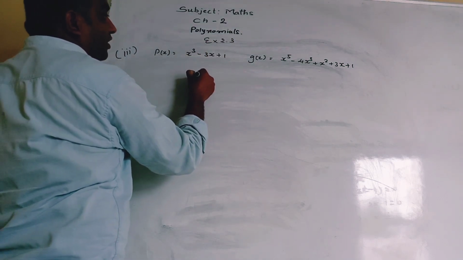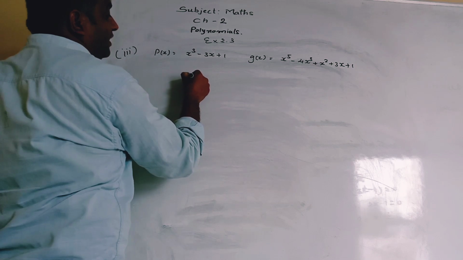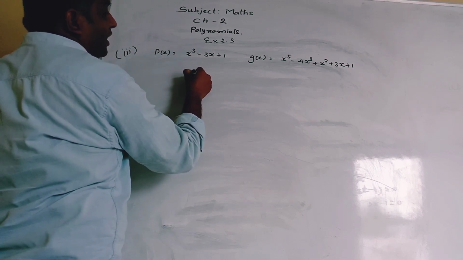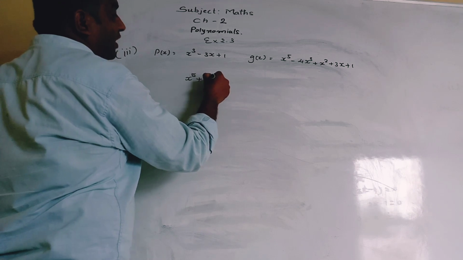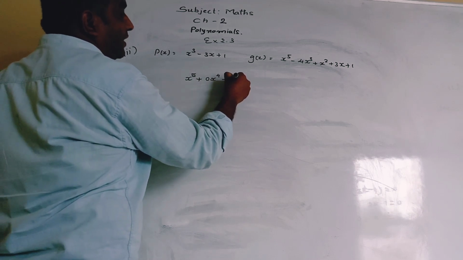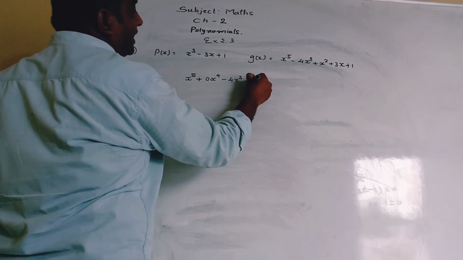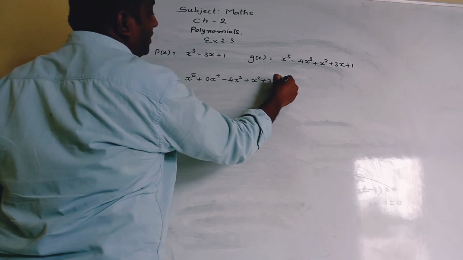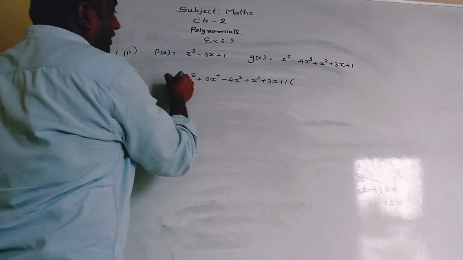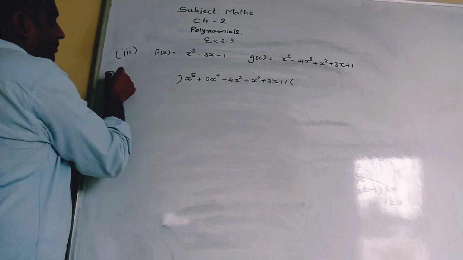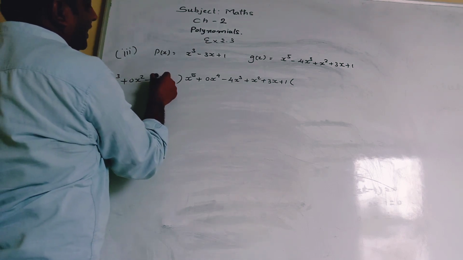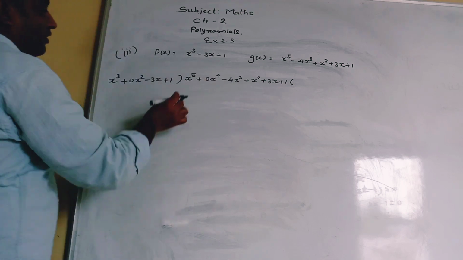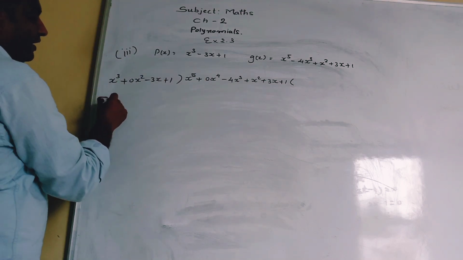In g(x), the powers are already in descending order, x raised to 5, but the power 4 term is missing, so we write 0x raised to 4 minus 4x cube plus x square plus 3x plus 1. In the divisor, x cube is there but x square is missing, so 0x square minus 3x plus 1. Now the leading term x raised to 5 divided by x cube.